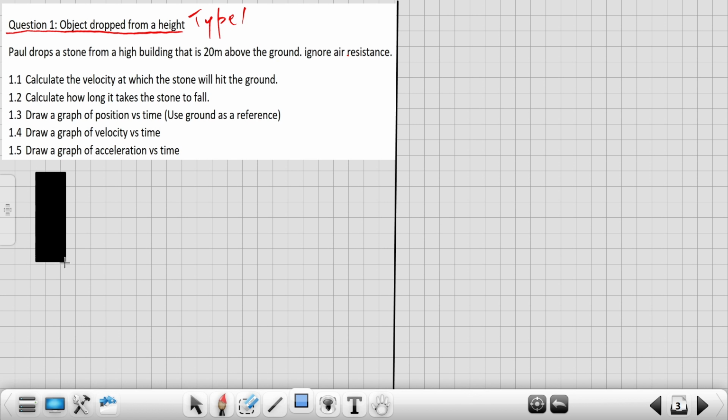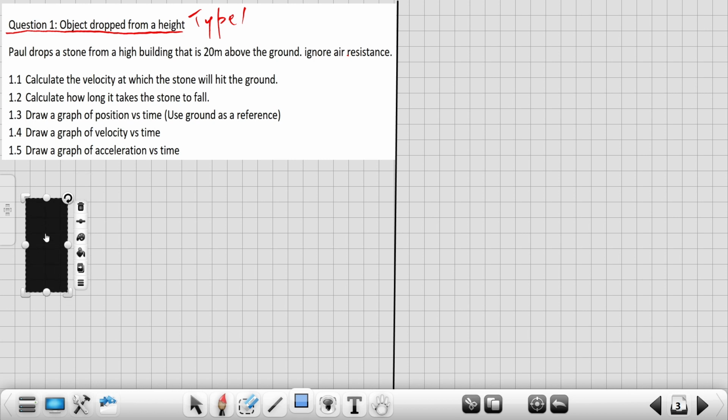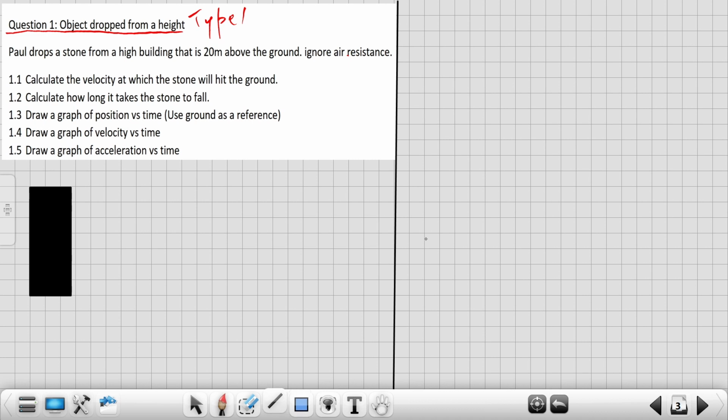We are told that we have a building. I'm drawing my sketch here. We have a building, and then we are going to have the ground. This is the ground. Maybe it's easier if I write it down. So this is the ground, and then this is the height of the building. But we are told that the height of the building is something like 20 meters.